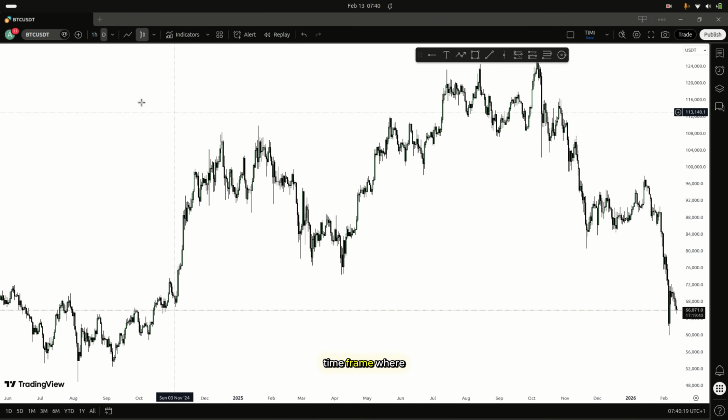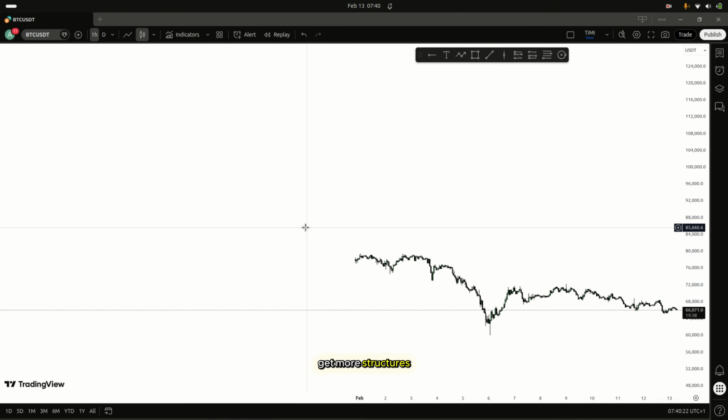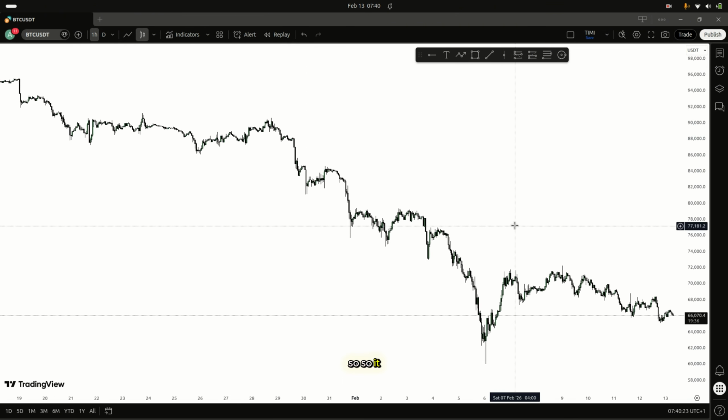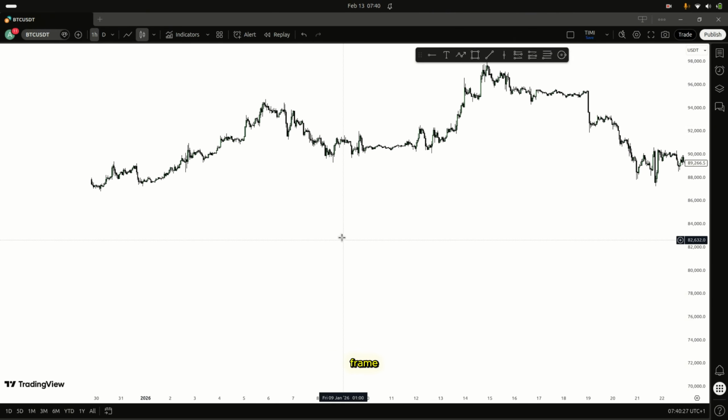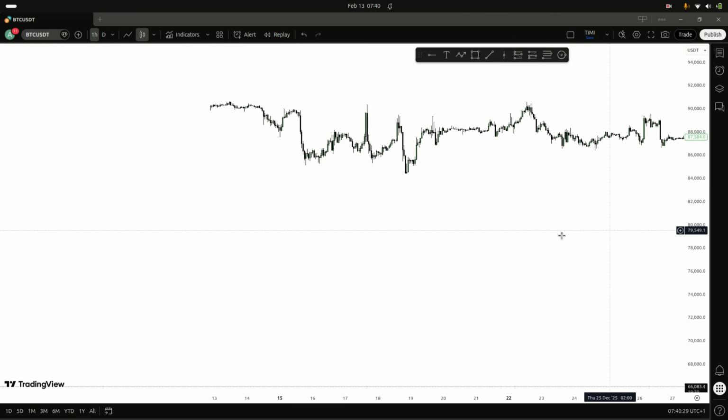Let's go to the 1 hour time frame where we can get more structures, so it will be easy. That was the daily time frame. So let's quickly go to the 1 hour time frame where we can see a lot more structures.